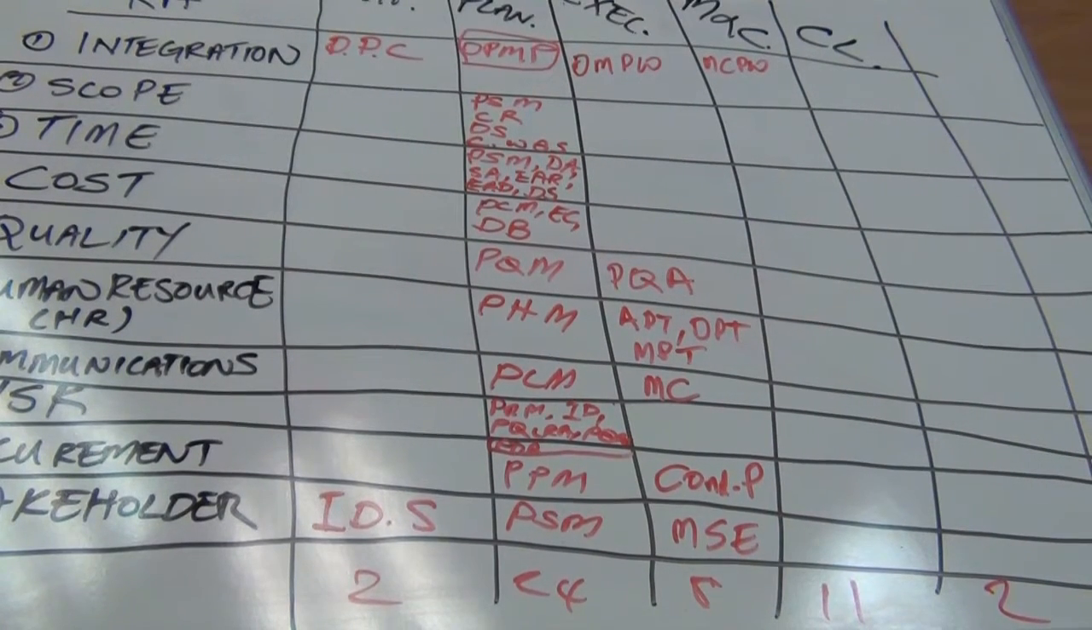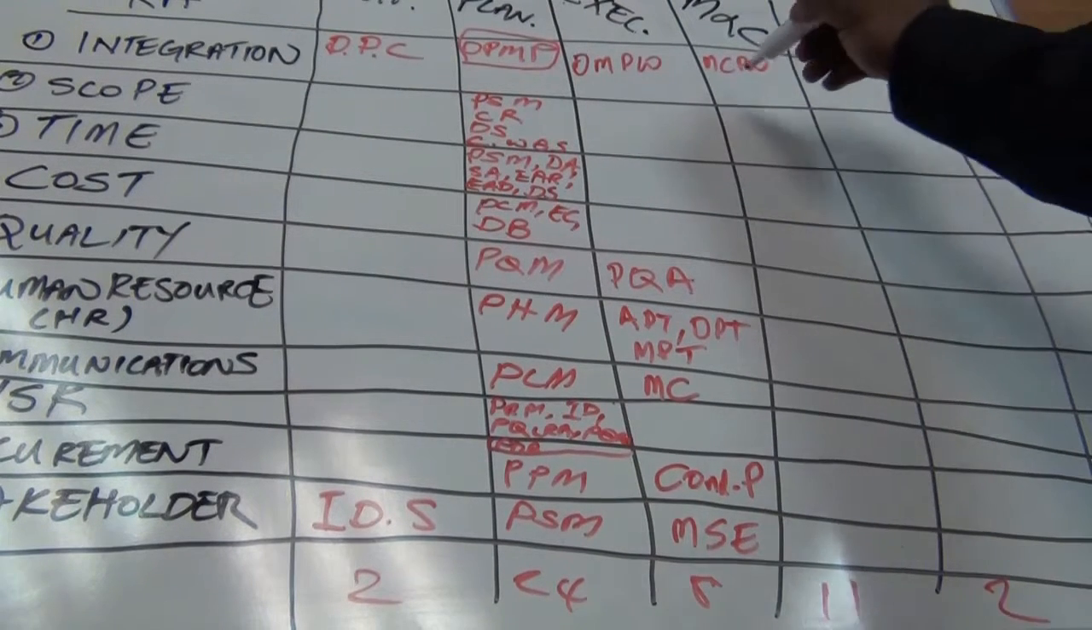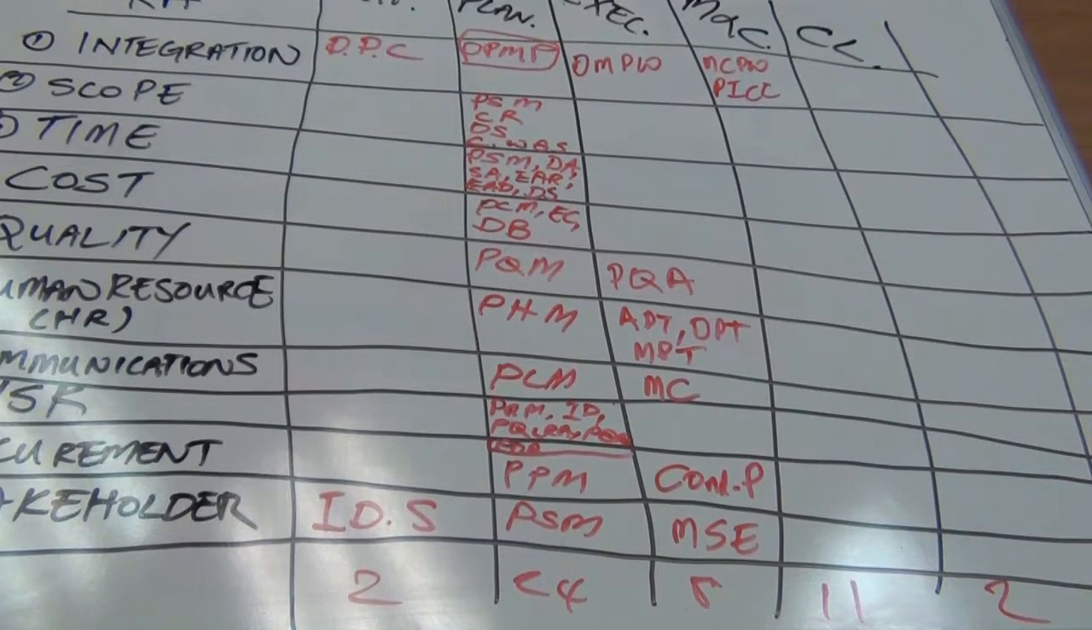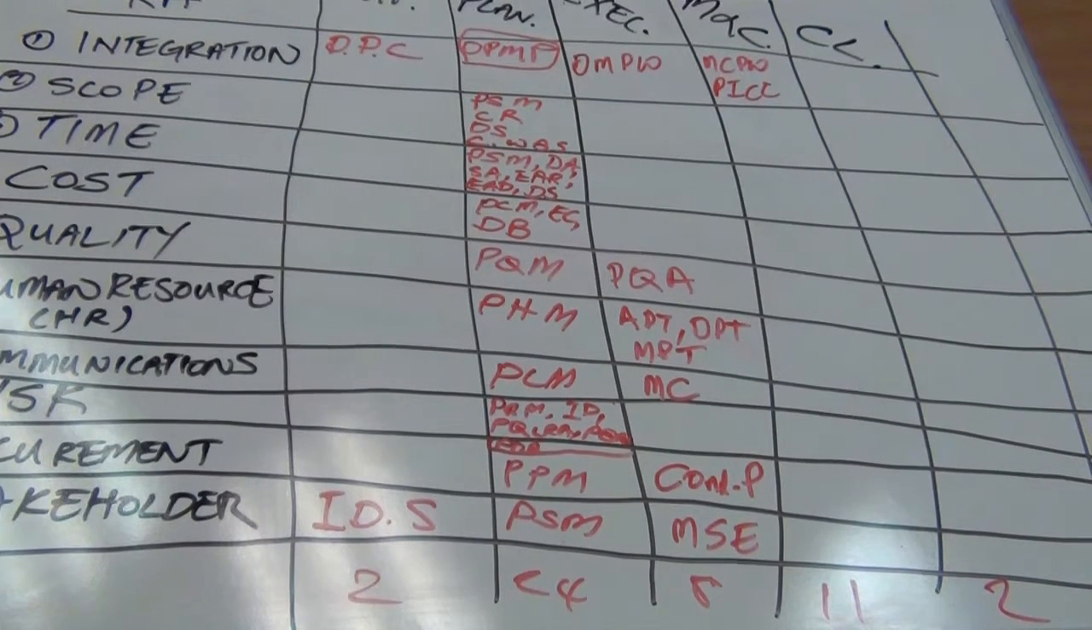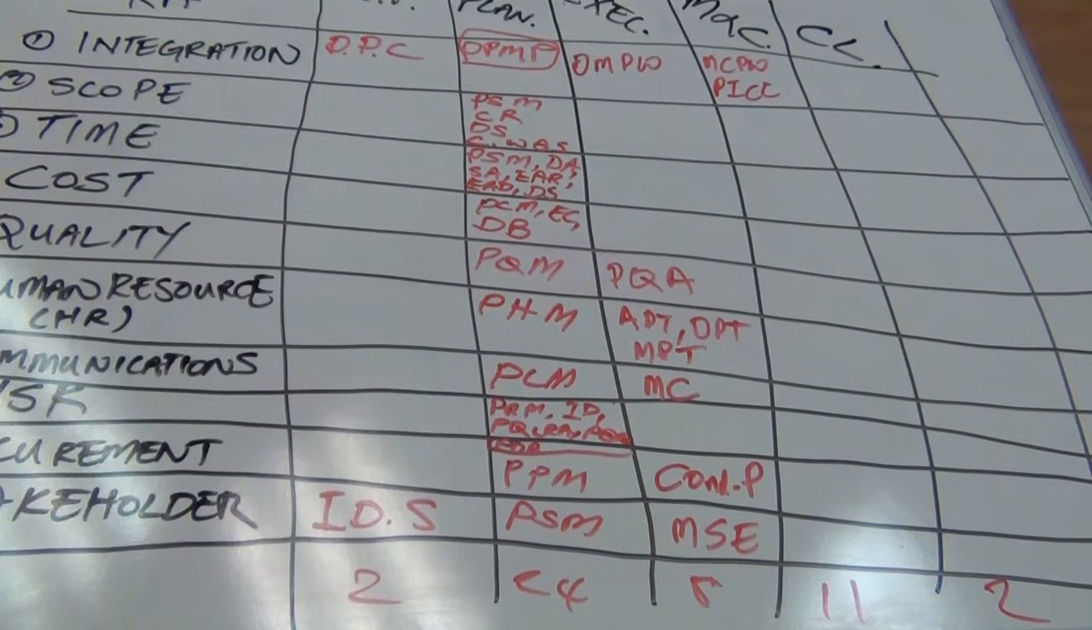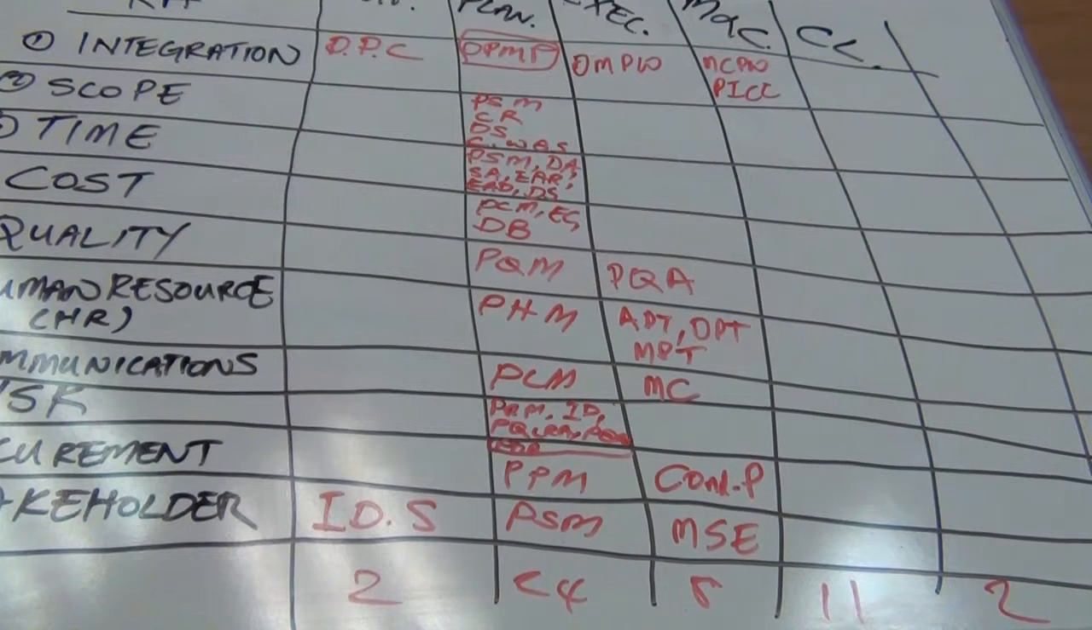Still in monitoring and controlling within integration, we have another one which is called perform integrated change control. And this has to do with ensuring that any changes are approved, making sure that any changes which are identified by the project manager or the project team or someone else, or any changes that are requested, go through the right channels and are either approved or rejected. We call that Perform Integrated Change Control.